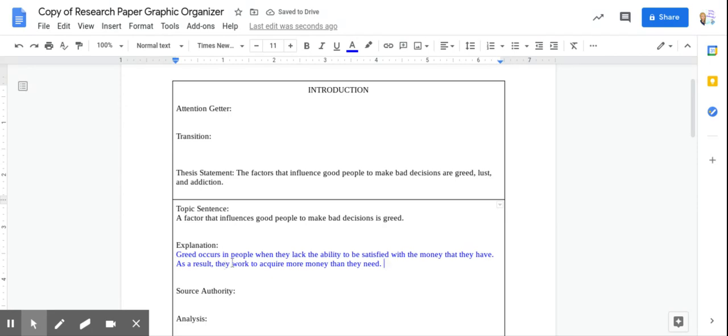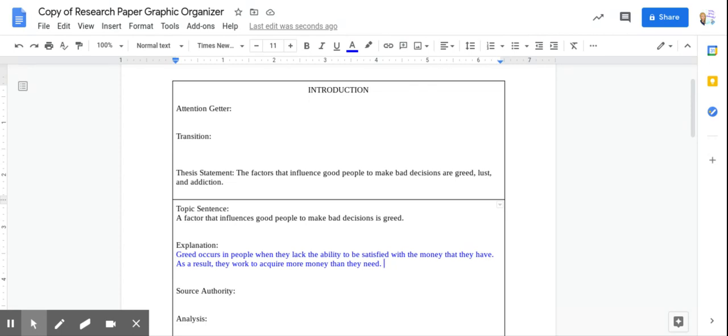Now, the thing that I'm going to ask is "they." So who am I talking about? The "they" is the people. So as a result, they work to acquire more money than they need. So now I'm going to go back and make sure that the sentence works. Greed occurs in people when they lack the ability to be satisfied with the money that they have. As a result, they work to acquire more money than they need. Okay, so that's going to actually work for this situation.